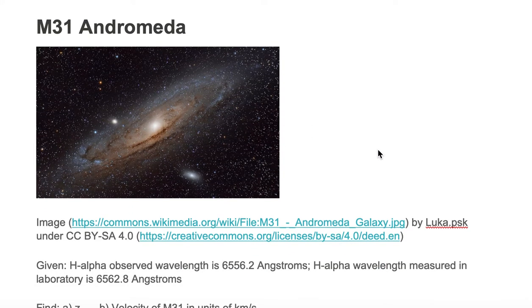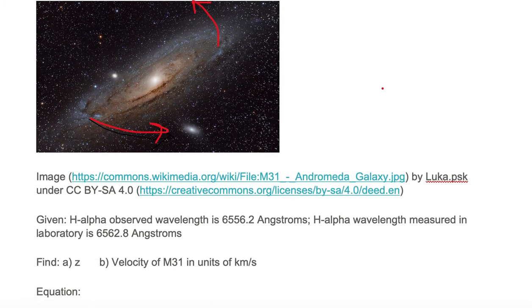Now we're given an H alpha line, and it's observed in one of the spiral arms coming towards us from this particular galaxy. The spiral arms rotate towards and away from us, and the one line that we are observing in the spiral arm is H alpha, and we observe it at 6556.2 angstroms. The wavelength of H alpha measured in the laboratory is 6562.8 angstroms.